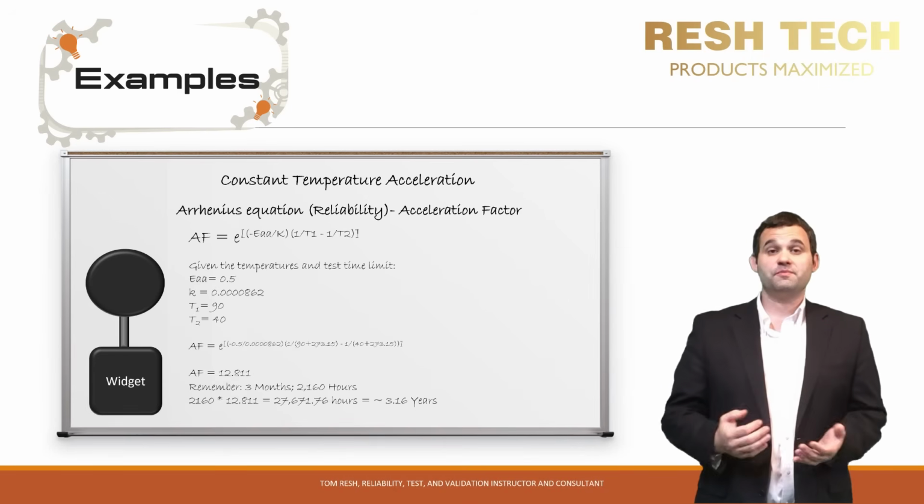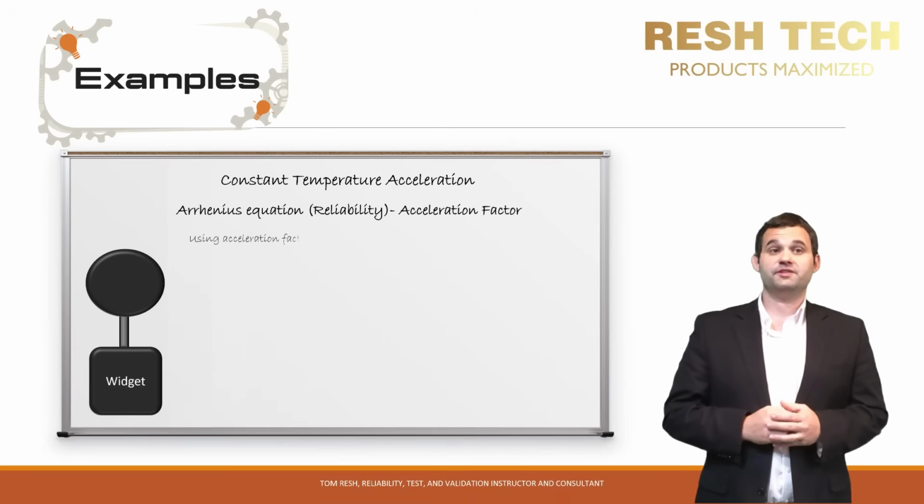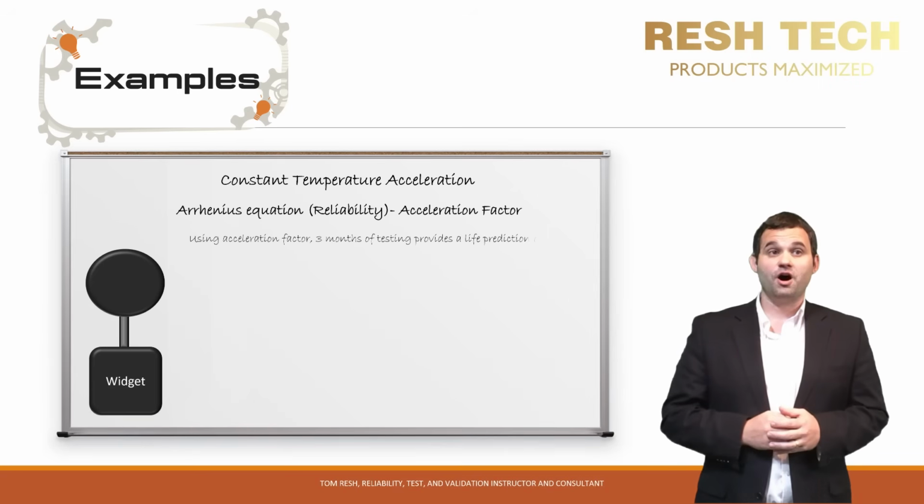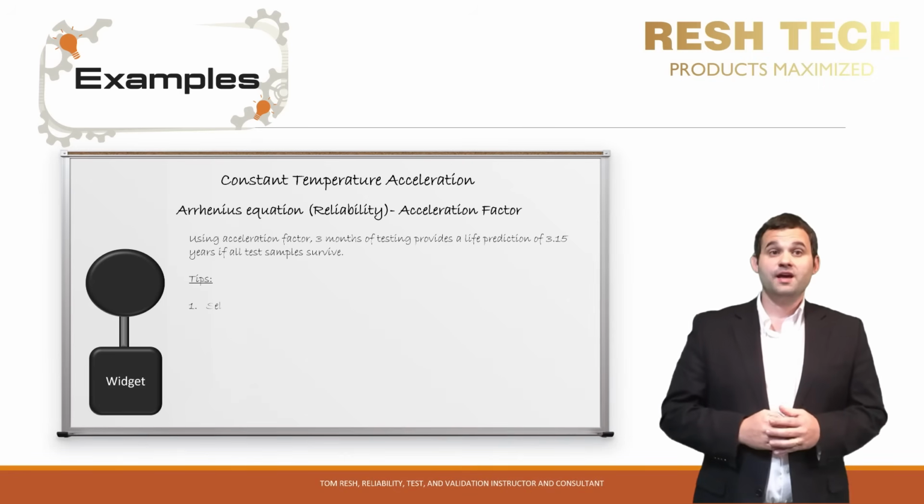Here are some takeaways from the example we just covered. Using the acceleration factor, 3 months of testing provides a life prediction of 3.15 years if all test samples survive. Here are some pointers to keep in mind. Select a sufficient sample size. Don't be an idiot and use one sample.